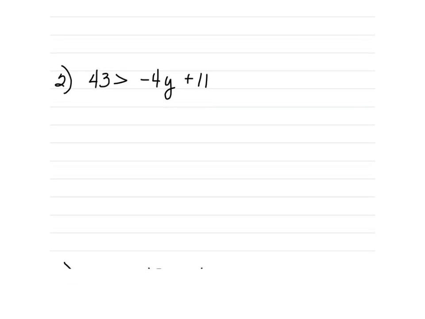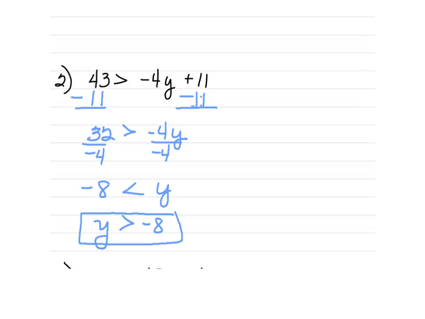Pause the video. Try number 2 on your own. Okay, please check your solution. My first step here is to subtract 11 from both sides. I come up with 32 is greater than negative 4y. I'm going to divide by negative 4, which means I have to flip my inequality. I have negative 8 is less than y, and then I rewrite it with the variable first. So y is greater than negative 8.